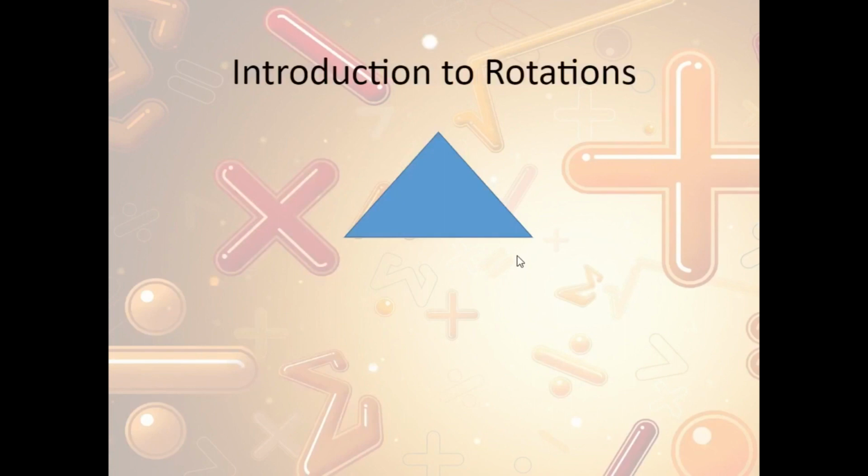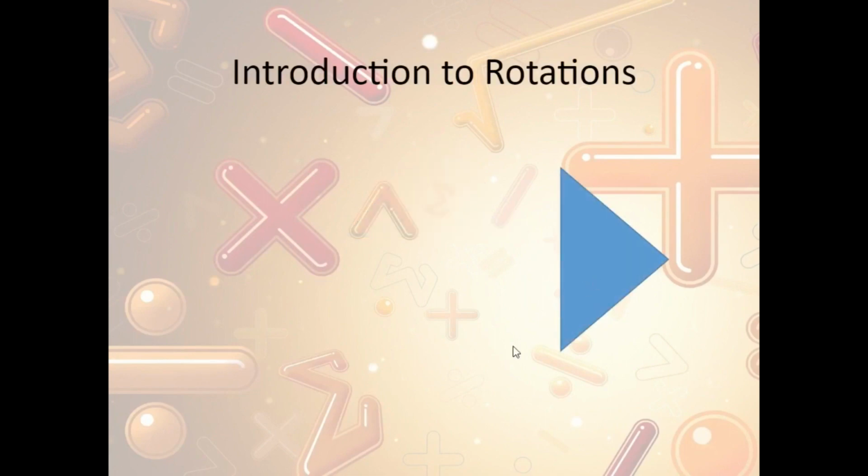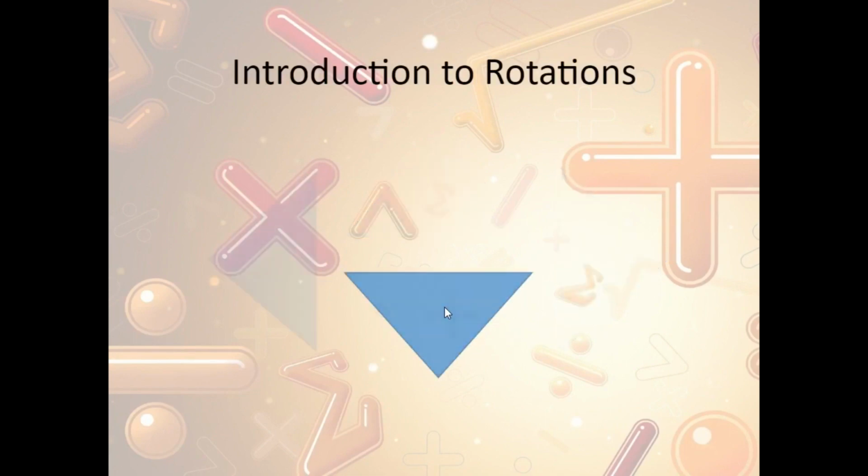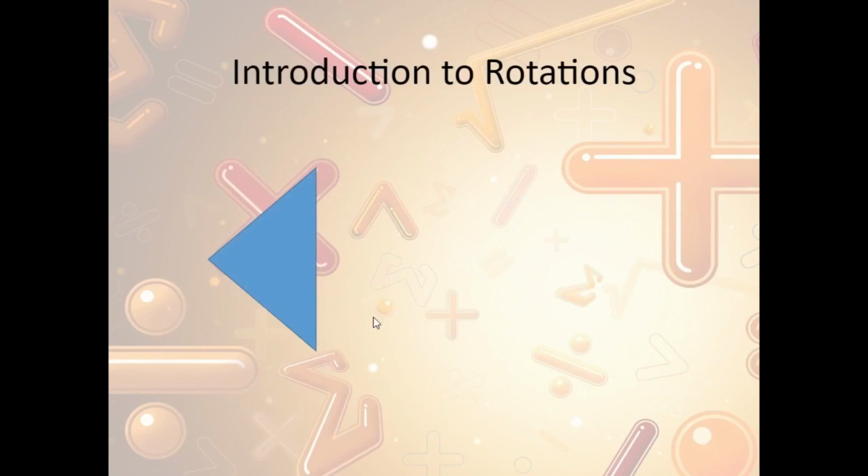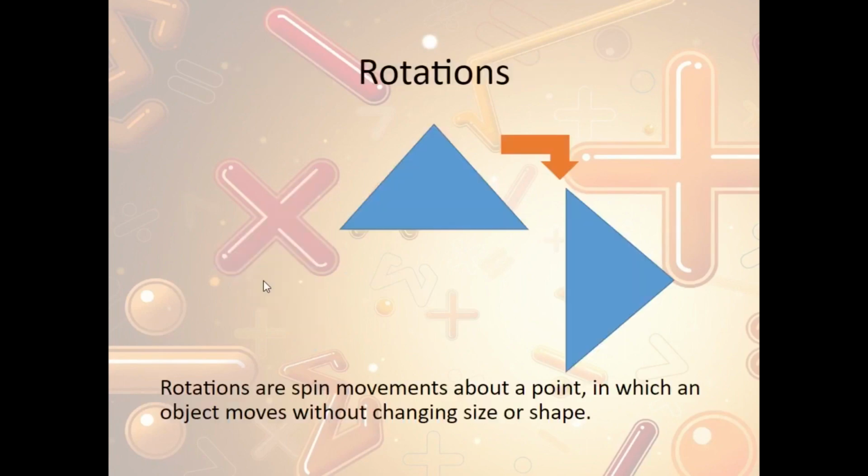Now, introduction to rotations. We have our triangle here. If we were to spin it to the right, it would look like that. If we were to spin it again, it looks like that. And again, right there. So we're just rotating and spinning that triangle. So rotations are spin movements about a point in which the object moves and it doesn't change size or shape. So notice the triangle is exactly the same size, but it does change direction.